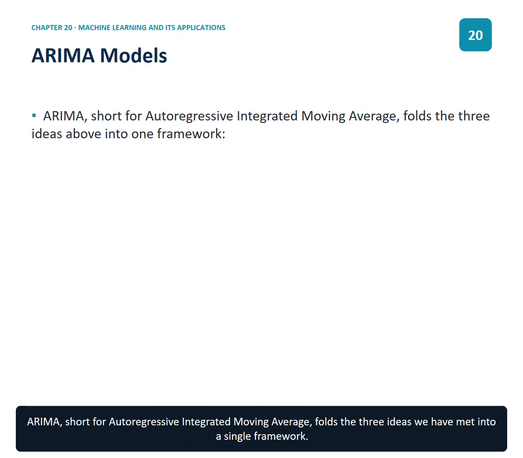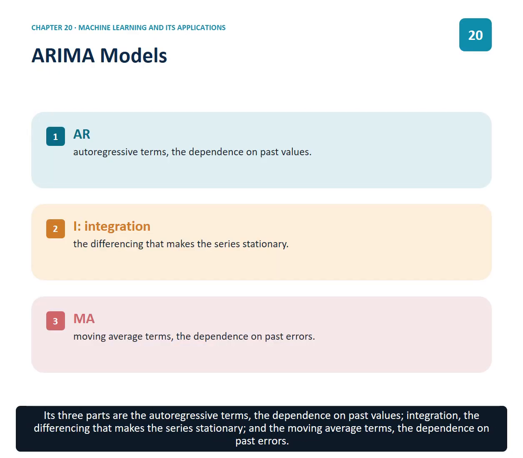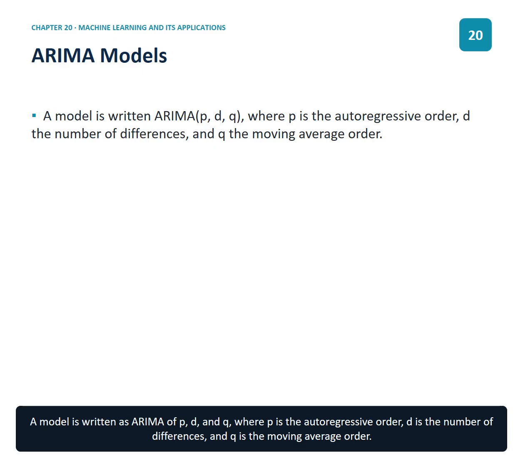ARIMA, short for Autoregressive Integrated Moving Average, folds the three ideas we have met into a single framework. Its three parts are the autoregressive terms, the dependence on past values; integration, the differencing that makes the series stationary; and the moving average terms, the dependence on past errors. A model is written as ARIMA of p, d, and q, where p is the autoregressive order, d is the number of differences, and q is the moving average order.